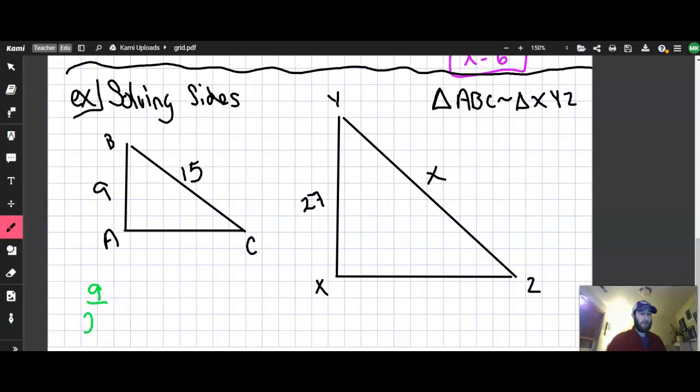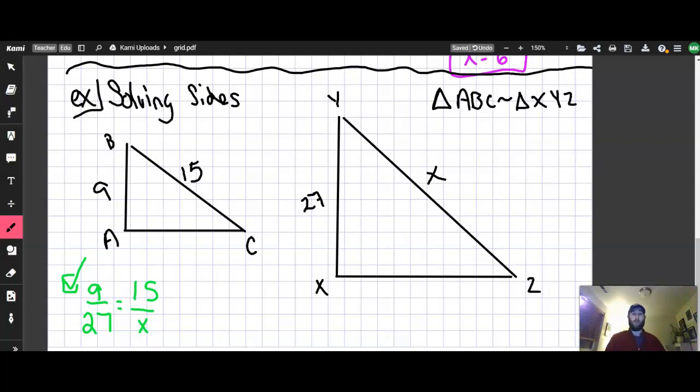9 over 27 equals 15 over x. Why? Because 9 and 15 are in the same triangle. They're both on top. 9 matches up with 27 because we can match up the letters A with B and X with Y. And same thing with 15 and X. And so this works to solve for X, and you will get the right answer solving for X using this fraction. So this is awesome.